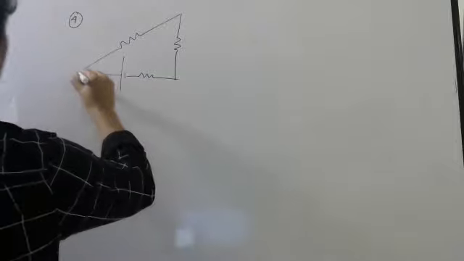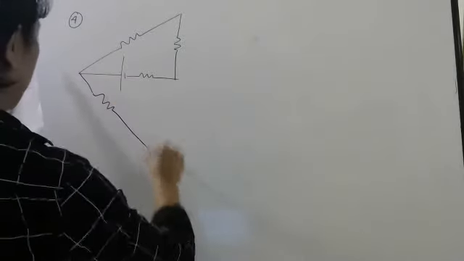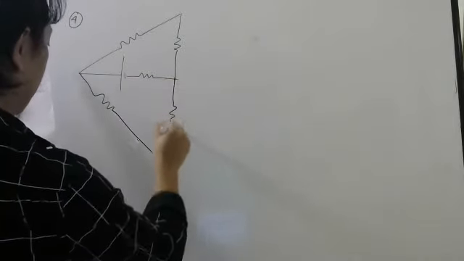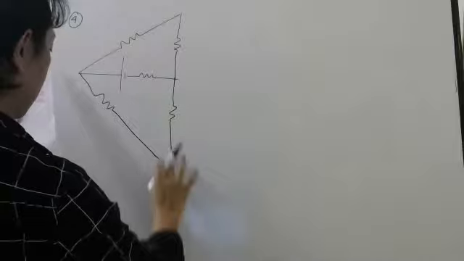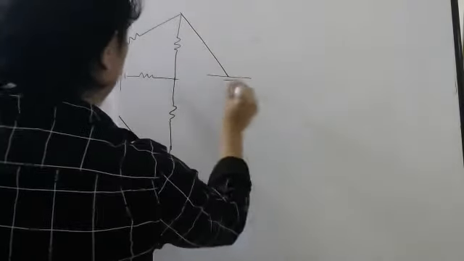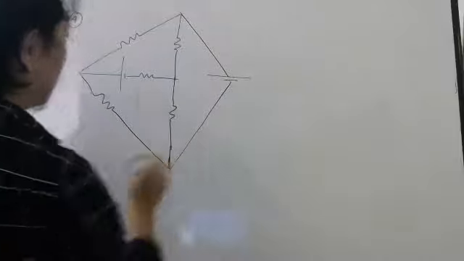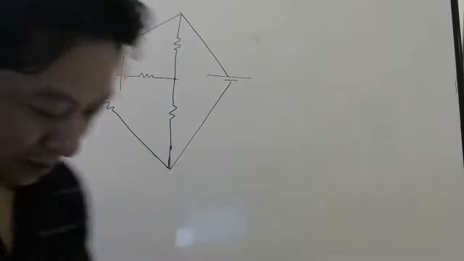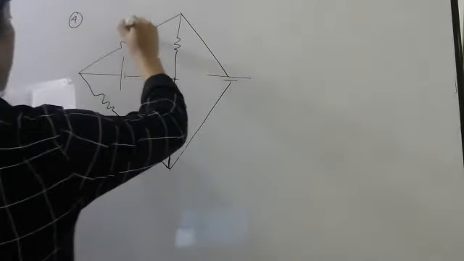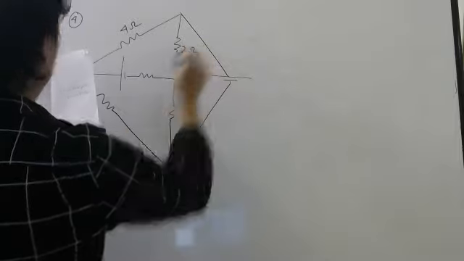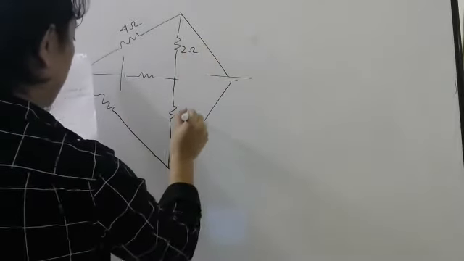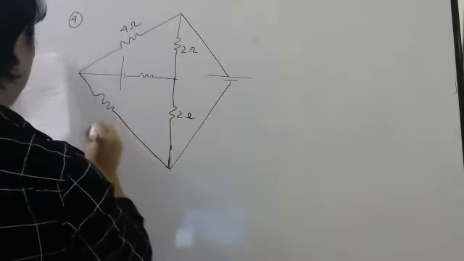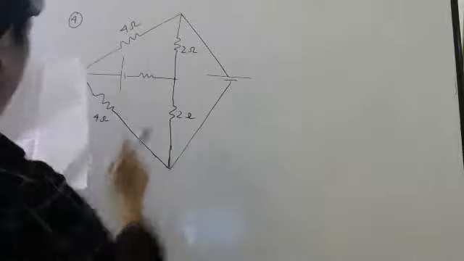Don't get scared with the diagram. This is also resistance. Here also resistance. Here one battery. No resistance here. It's a very simple circuit, students. Don't get scared. This is 4 ohm. This is 2 ohm. This is 2 ohm. This is 4 ohm. Oh, yeah, this one I did not write.